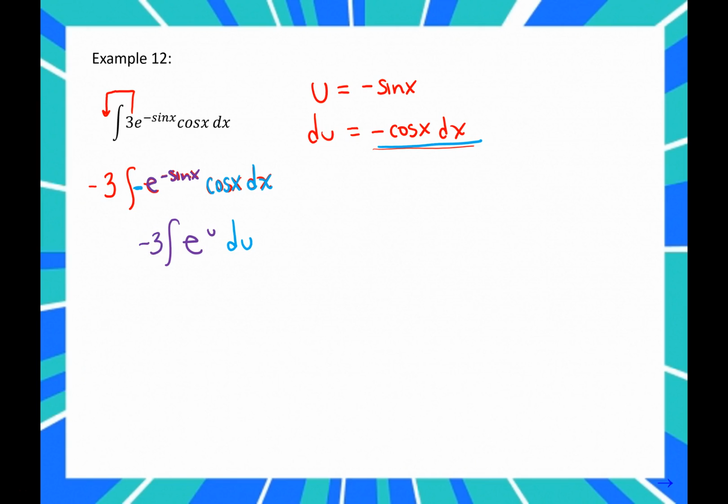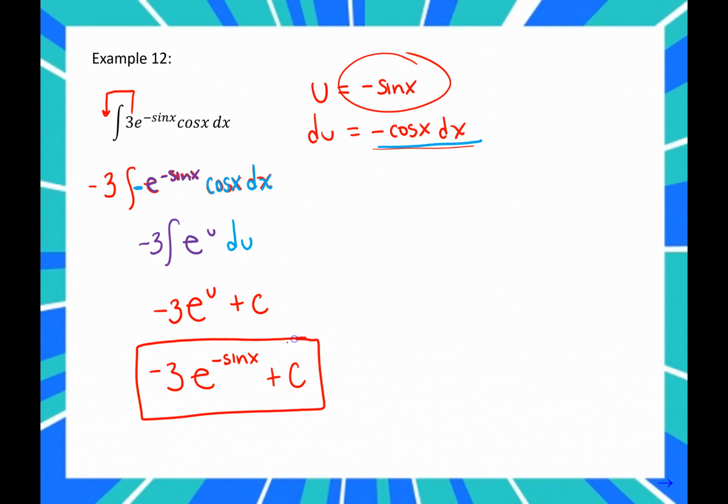Connecting now to what I said in the beginning, this is the only thing we know how to integrate with e, is e to the x or e to the u. And we know that the integral of that is just a plain old e to the u, because the derivative of e to the x is just e to the x. So this is going to be e to the u, don't forget my minus 3 out in front, and then plus c. And our last step is going to be to substitute in our u values, so we get negative 3 e to the minus sine x, and then a plus c. That's it. We're done with that one.